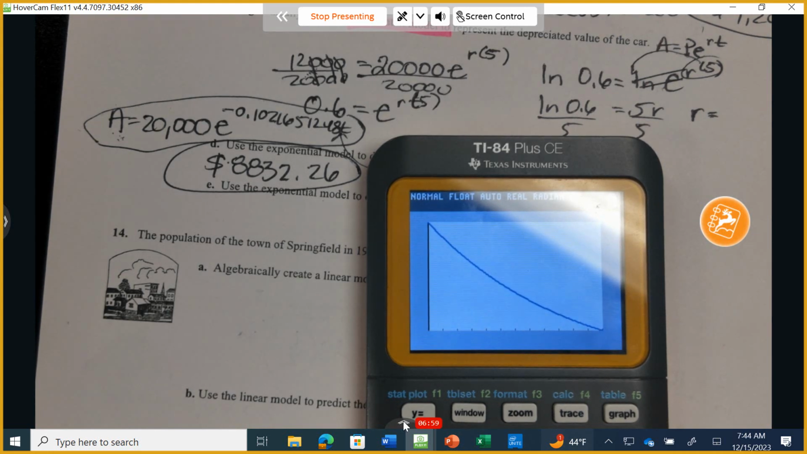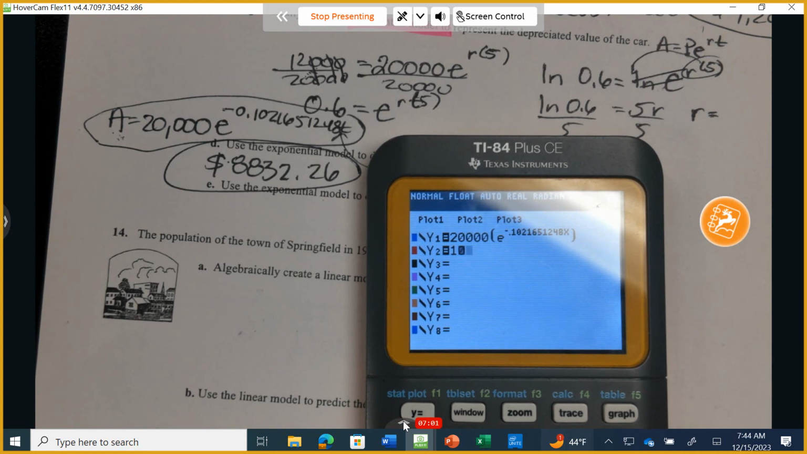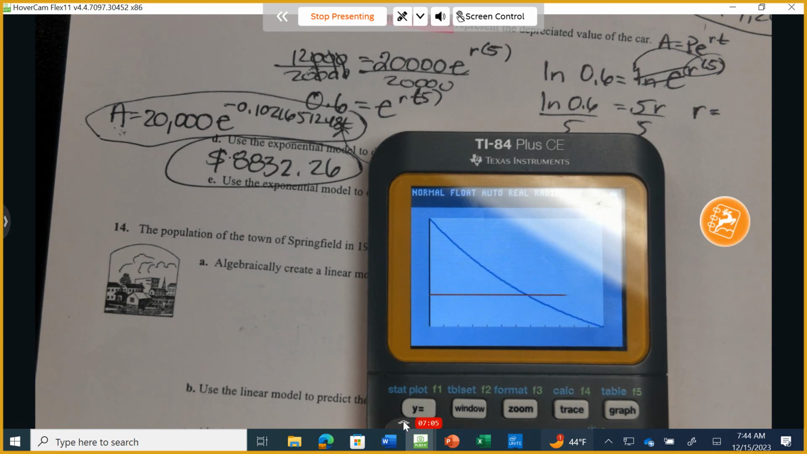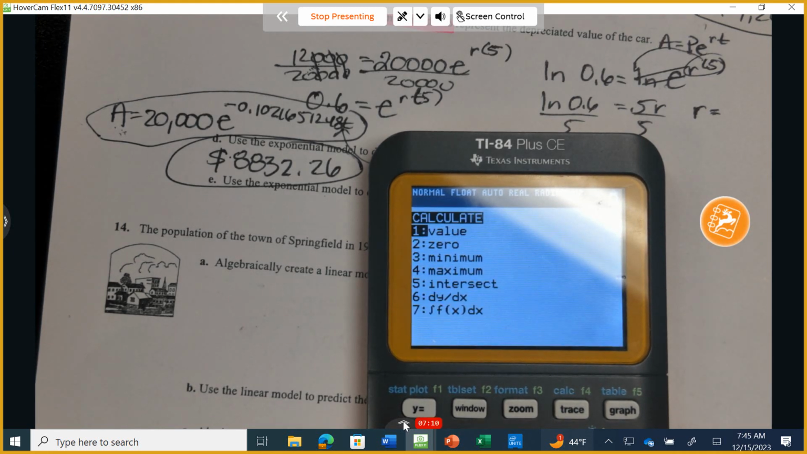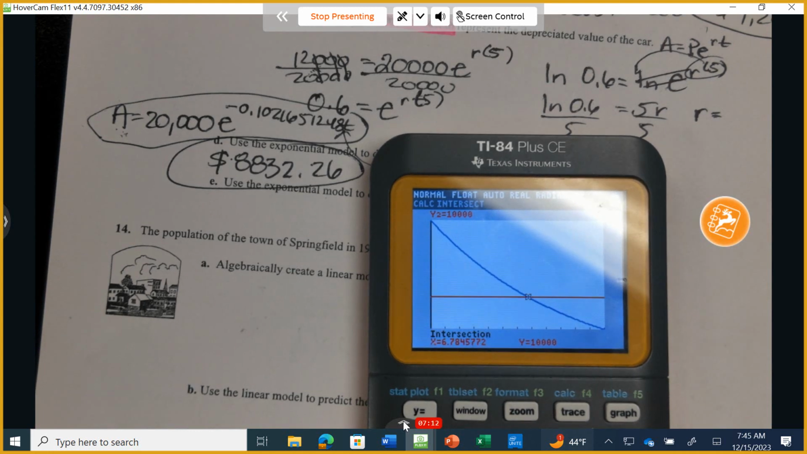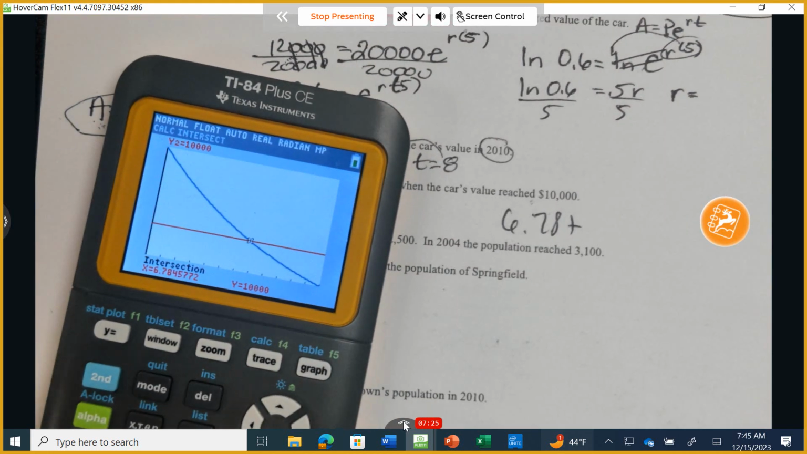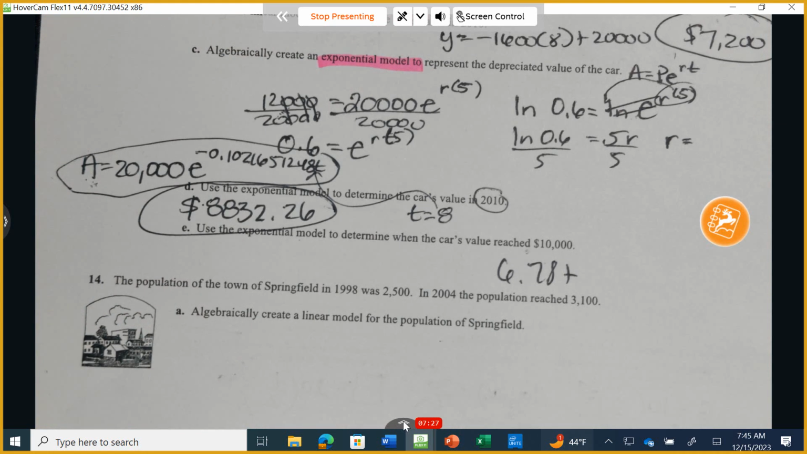This is my graph. And I'm told, when will the value of the car be 10,000? So I want to know, where do these intersect? And I can see here's my answer, approximately 6.78. So in the year 6, but what does that mean? We can't say in the year 6. So I can write down 6.78, but what's the initial year for this problem? What is t equals 0 equal to? What year?